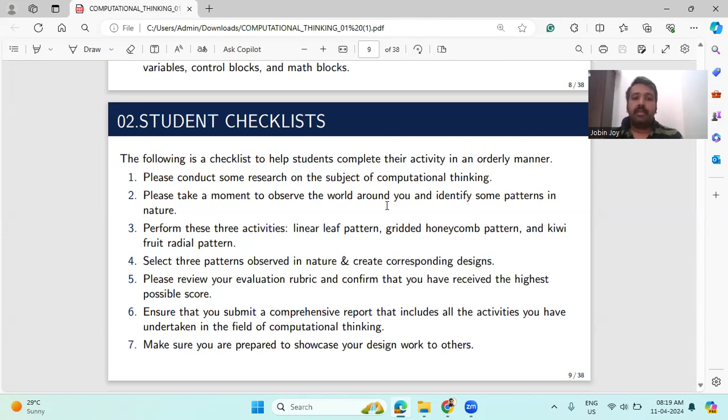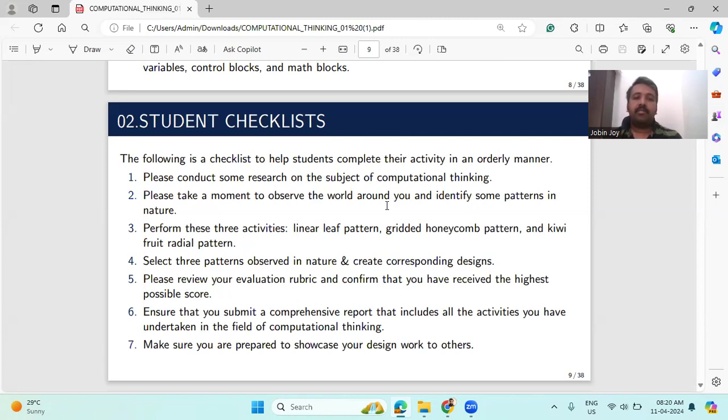Then the second one is please take a moment to observe the world around you and identify some patterns in nature. That is a nature observation. Again, I am promoting the concept of independent learning.